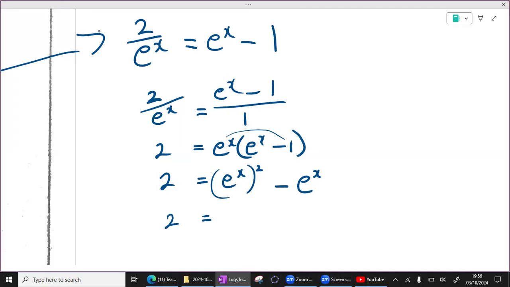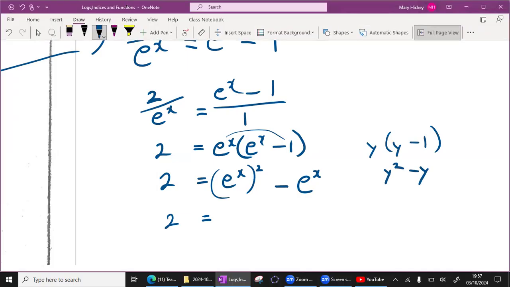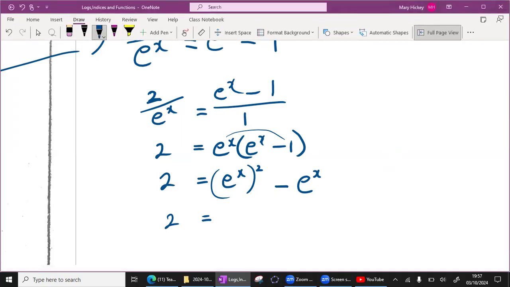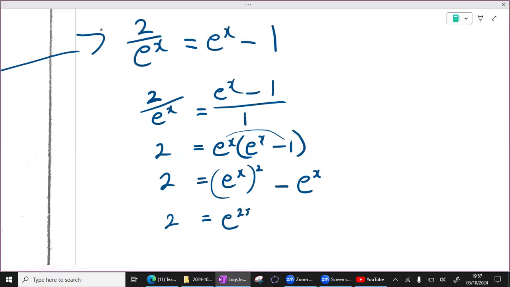That's just algebra multiplying. One or two people changed it into y. If you did that, maybe it would have made it easier, y squared minus y. I will eventually change it to y anyway. So if you want to change it there, do, and it might make the multiplying easier. So anyways, what this ends up becoming really is e to the power of 2x, or you can leave it as x squared. It makes no odds.